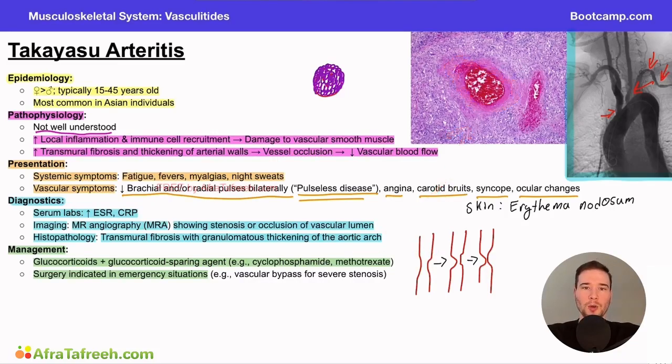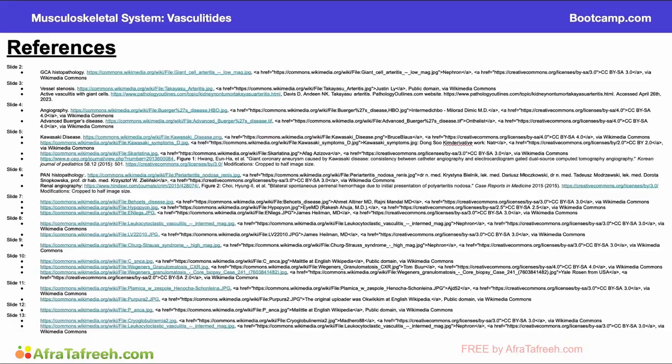Management is going to include things like glucocorticoids and glucose-sparing agents. Again, we want to calm down the inflammation. We want to calm down the autoimmune reactivity in the body for these patients. And if the patient has a very severe case, surgical emergencies could be present.